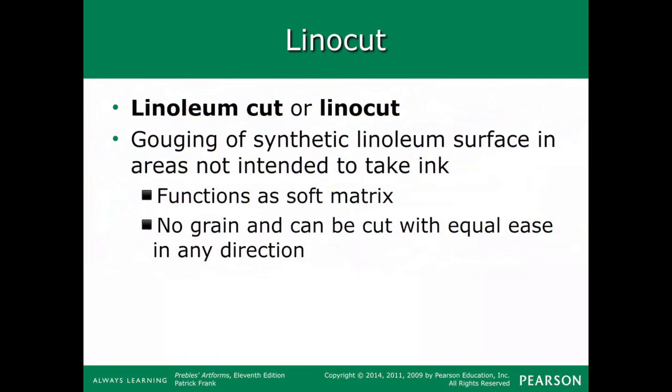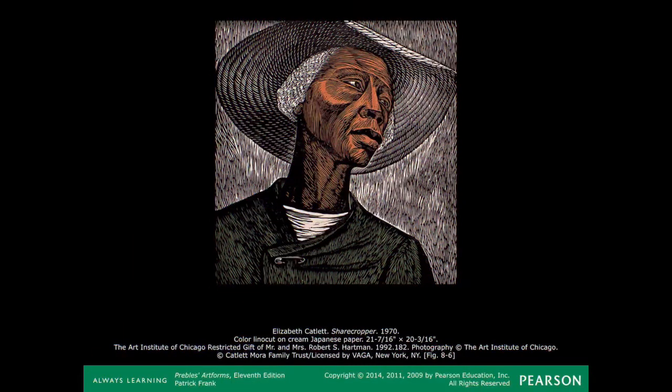Something about lino cut is it functions as a soft matrix. There are no grains, and so it can be cut with equal ease in any direction. So with the woodcut, there's a little bit of inconvenience when it comes to cutting against the wood grain, but when it comes to linoleum, it's almost the opposite, where it's very soft and it's very easy to cut into.